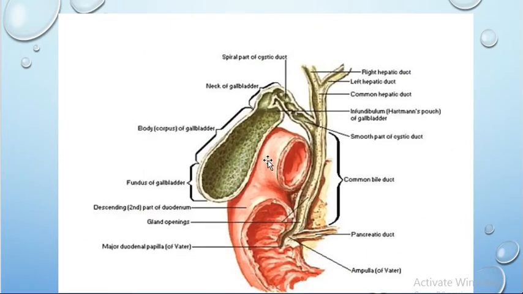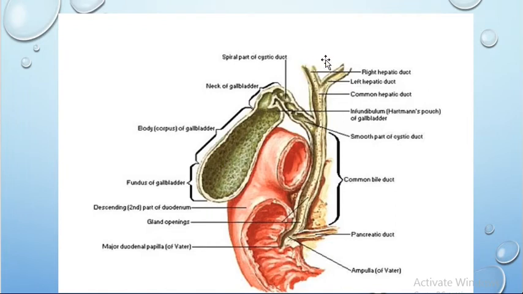This is a very good diagram, by the way. So this is the gallbladder, this is the fundus, this is the body, and this is the infundibulum, or we call it Hartmann pouch of the gallbladder, and this is the neck of the gallbladder. If any stone gets stuck in the cystic duct or neck of the gallbladder, it causes cholecystitis, and this is also a cause of post-hepatic jaundice or obstructive jaundice.